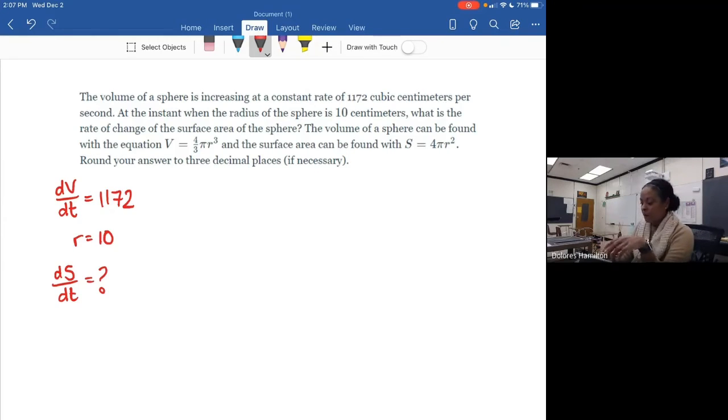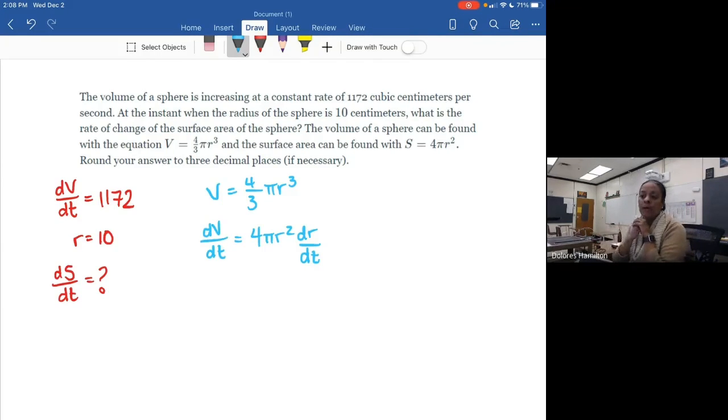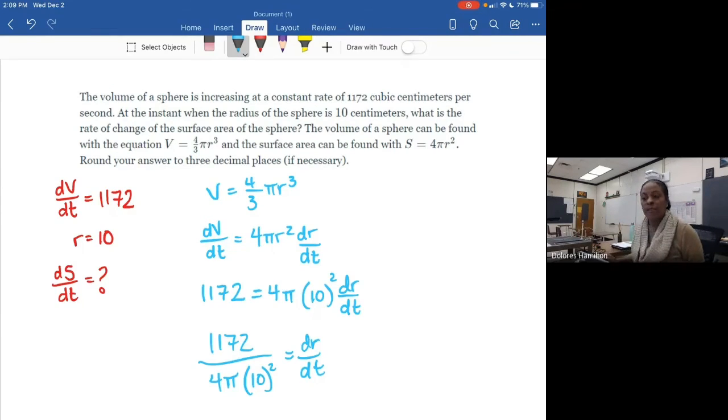Here we go. So how do I start this problem? I'm going to work with the information that they provide us. Again, they verbally told us the rate of change of volume, so we're going to start with the volume equation. And we're going to implicitly derive that with respect to time. And we get 4 pi r squared times dr dt. Okay, so what do we know? We know dV dt and we know r. So in this problem, we can actually find what dr dt is. Our dr dt is that number.